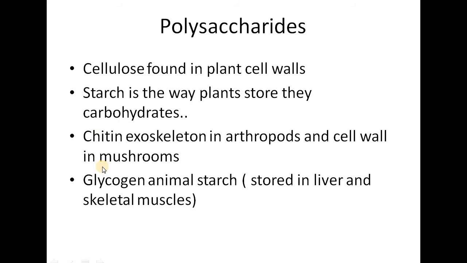Okay, in plant tissues. We have chitin, which is making the exoskeleton of arthropods and the cell wall of mushrooms. We have glycogen, which is how animals store starch. Yani, when you eat or consume glucose, or food, the glucose that is not used in your body is stored in the liver and skeletal muscles as what? As glycogen.